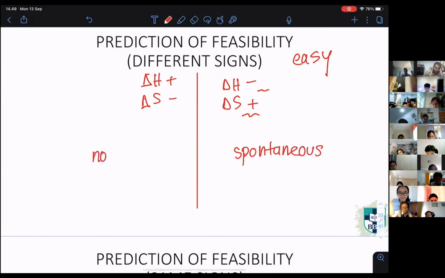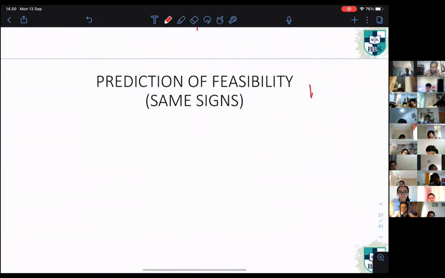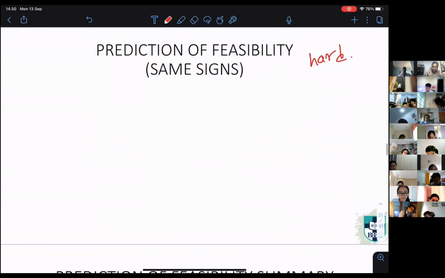So this one is going to be the other way around, non-spontaneous. Very easy to identify. That's why it's easy. Let's go for something that is going to be a bit hard. Same signs. If I want to visualize this, the best way is by using this solid and then liquid method.